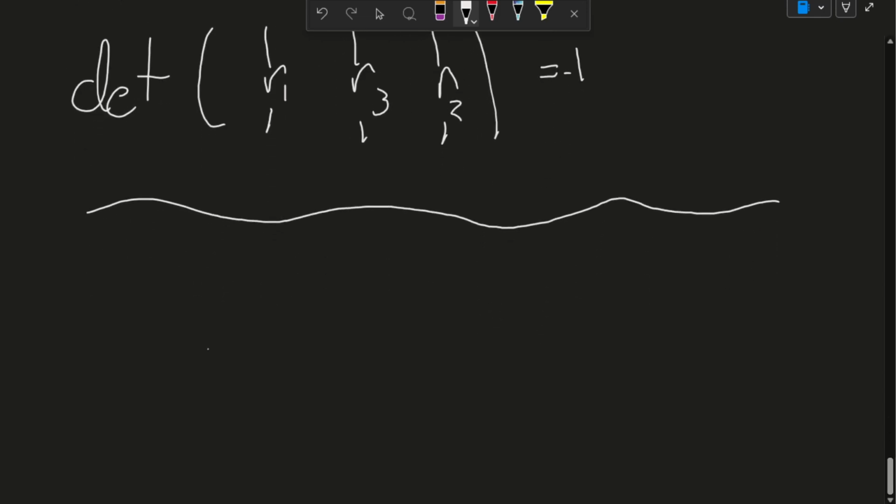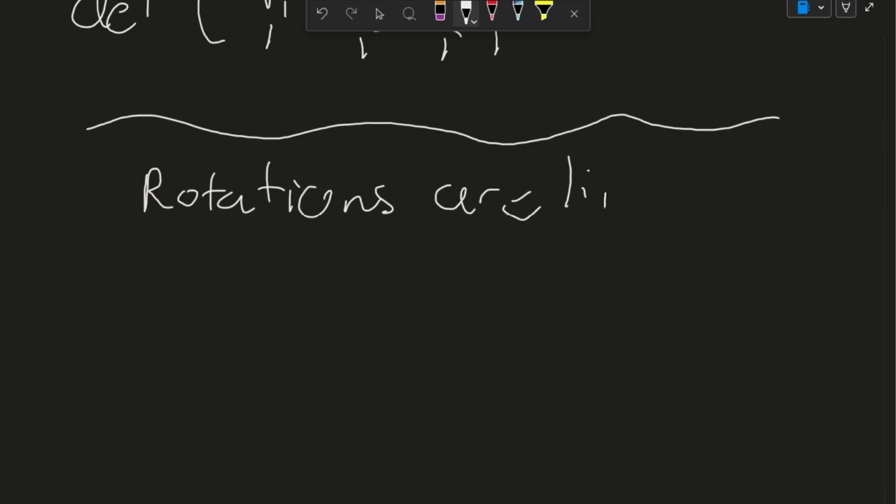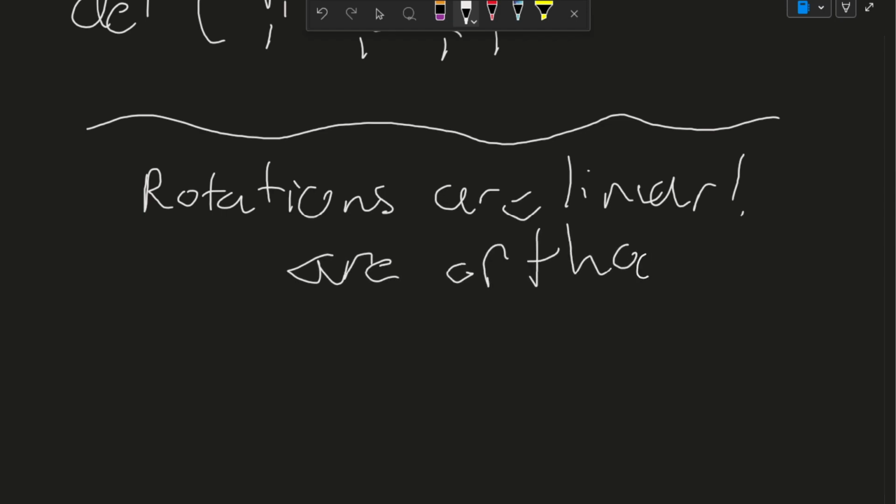Right. So the big takeaway right now is that rotations. That is still not how you spell rotations. I don't know why I keep. Rotations are linear. They are orthogonal, which means that they are angle preserving and length preserving. And they are determinant 1.